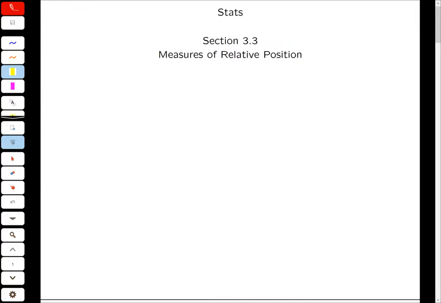Okay, section 3.3 in your textbook is going to be talking about measures of relative position. We talked about in section 3.1 measures of central tendency. This was the mean, median, mode. Where is the middle of your data values? In section 3.2 we talked about the spread of the data values. Today we're talking about relative position. So where are your data values in terms of certain areas? Specifically quartiles and percentiles is what we're talking about today.